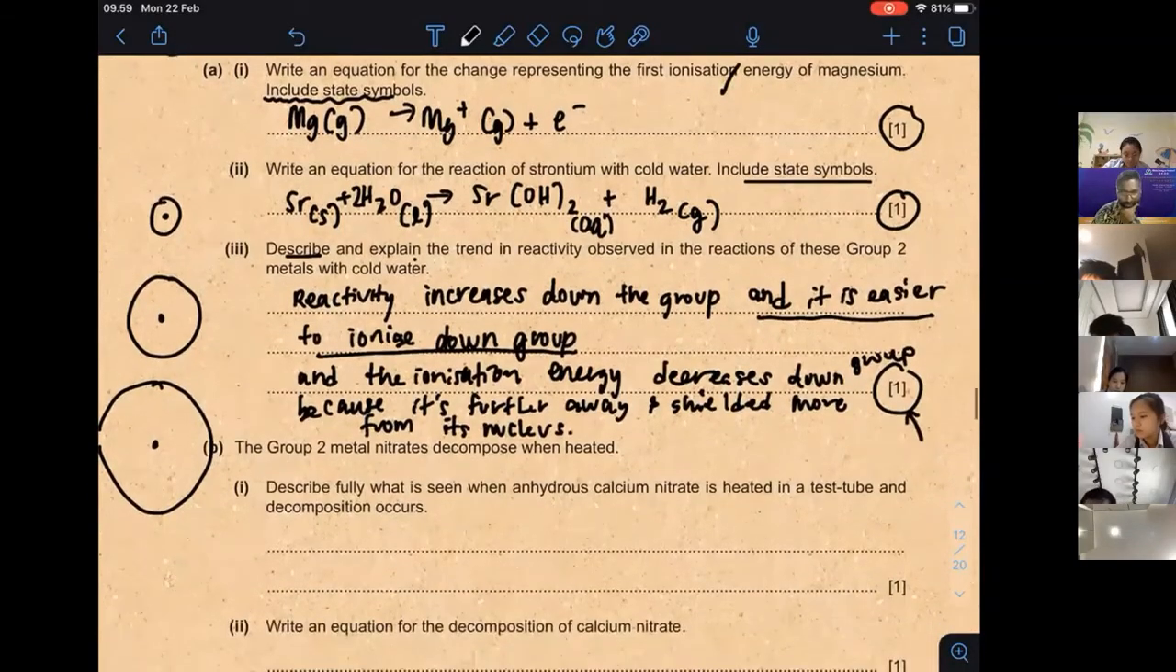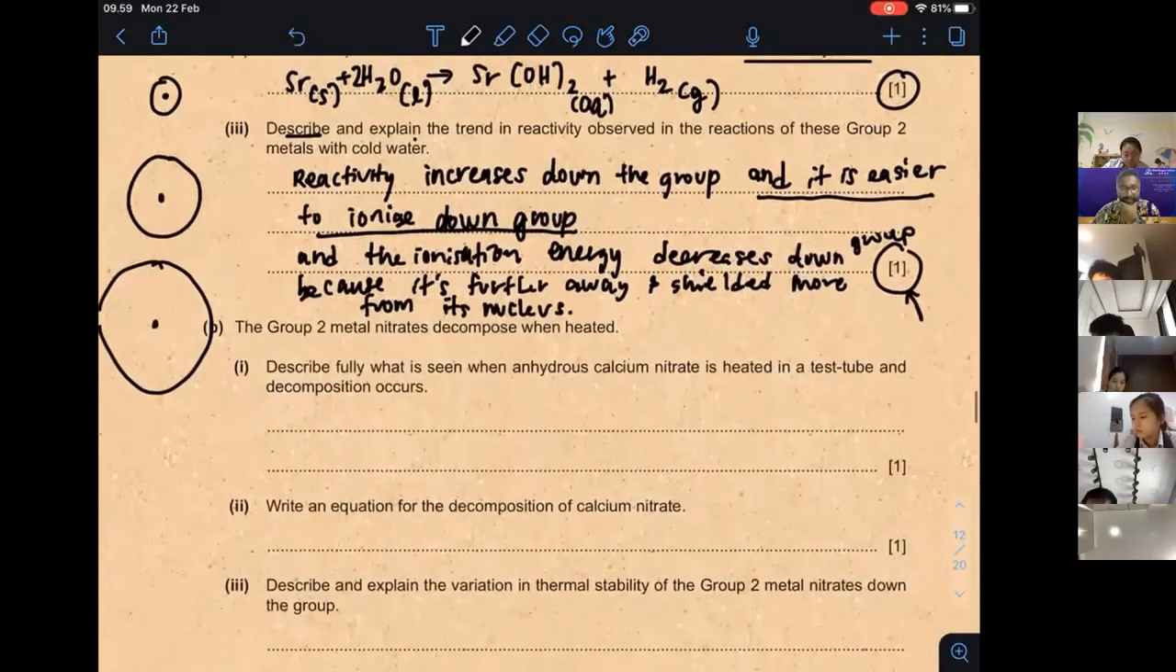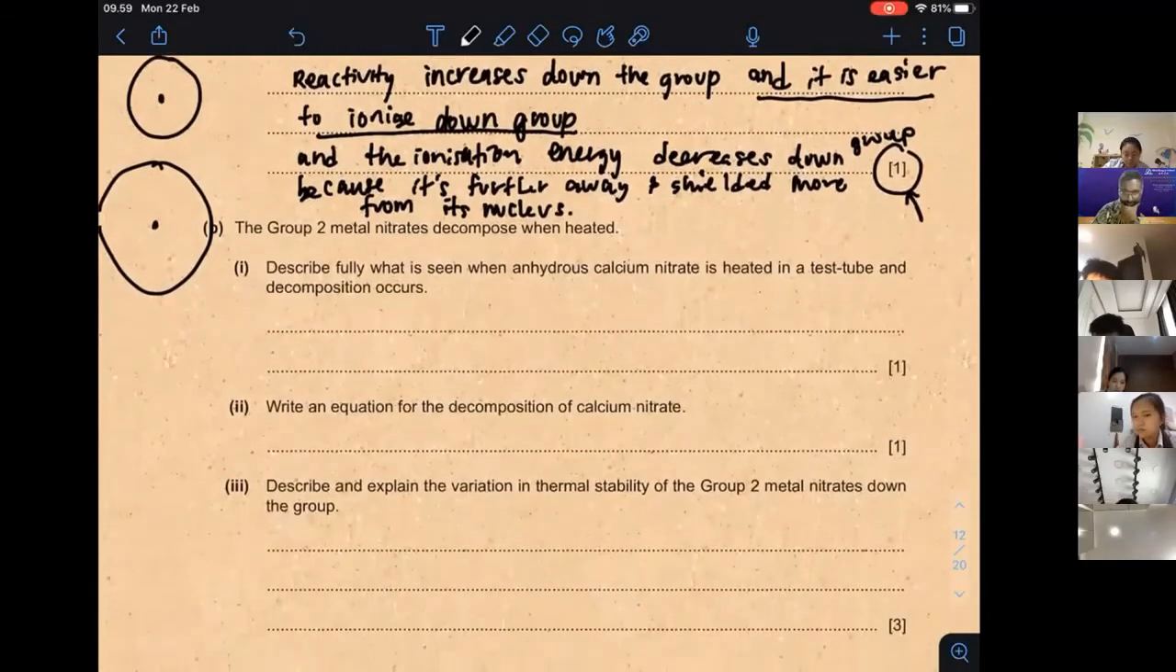Now, group 2 metal nitrates decompose when heated. This will be the last question over here. So nitrates decompose when heated. Do remember, carbonates also decompose when heated. So describe fully what is seen. You see nitrate, any kind of nitrate. Let's say I take one example, calcium nitrate. When you decompose calcium nitrate, you are going to get calcium oxide plus NO2 plus oxygen.